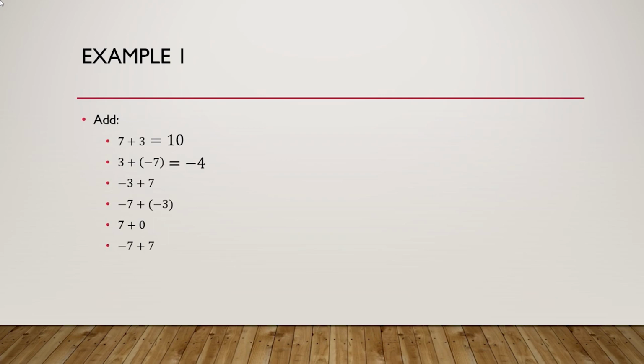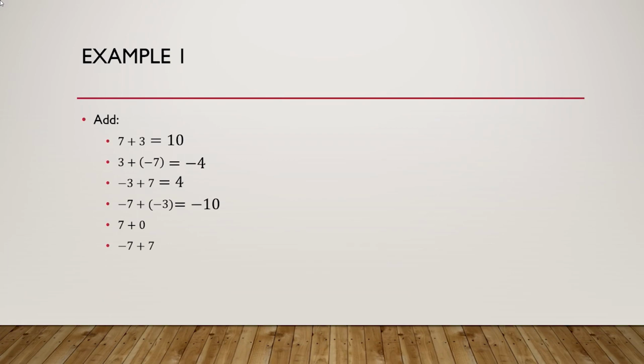Do the same with the next one, negative 3 plus 7. Take the difference of the two, so 7 and 3, the difference of that would be 4. 7 is larger, so that would be a positive 4. Negative 7 plus a negative 3. They're both going in the same direction, so same sign. So you're going to add them together. That would be 10, and you're going to keep the sign, which is going to be a negative 10.